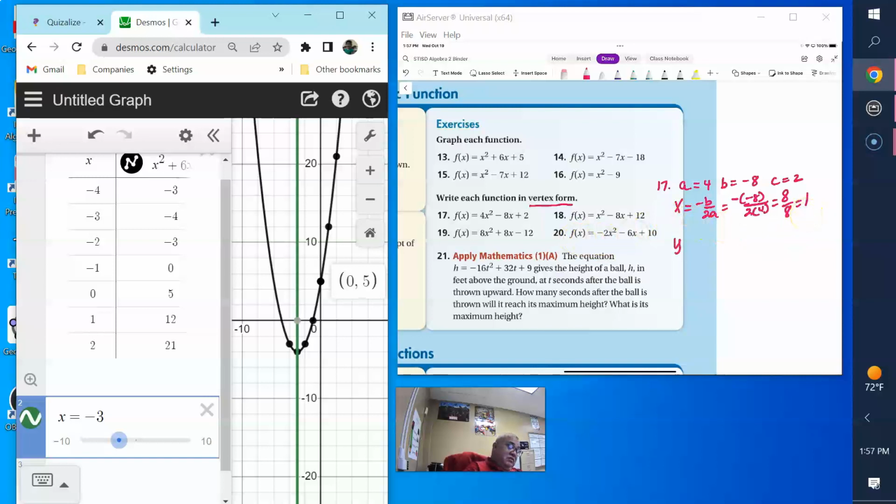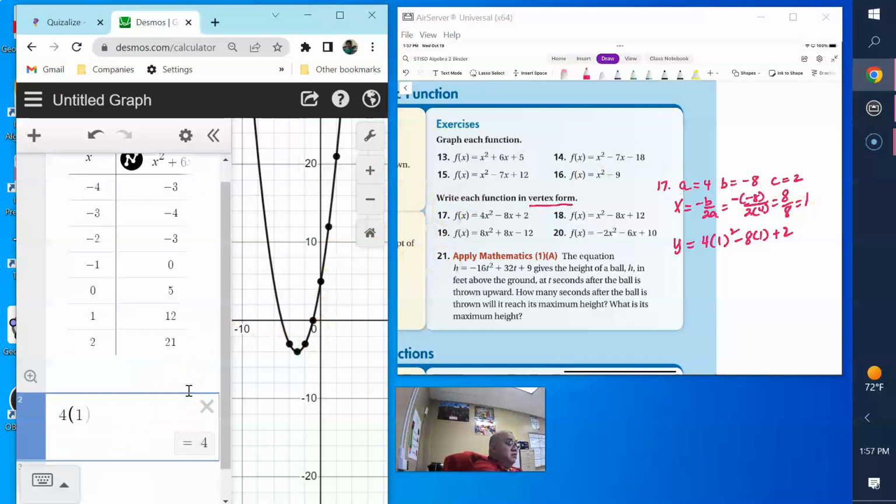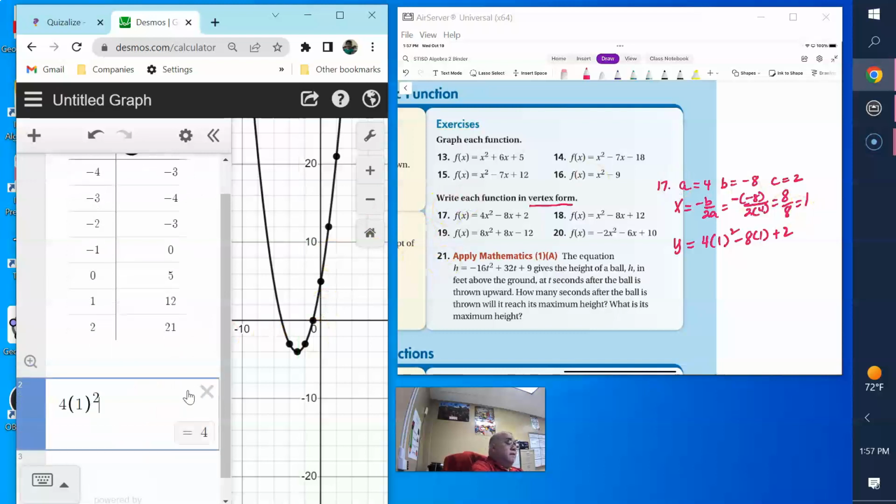Now you have to substitute 1 into the equation to find the y value. And remember, I asked in class, why do we need the y value? Well, it's because we need the vertex. So we need to figure out what the y value is. If you want, you can always use Desmos here. So we have 4 parentheses 1 squared minus 8 times 1 plus 2. So you get negative 2. So the question is, what is the vertex? In this case, the vertex is 1, negative 2.